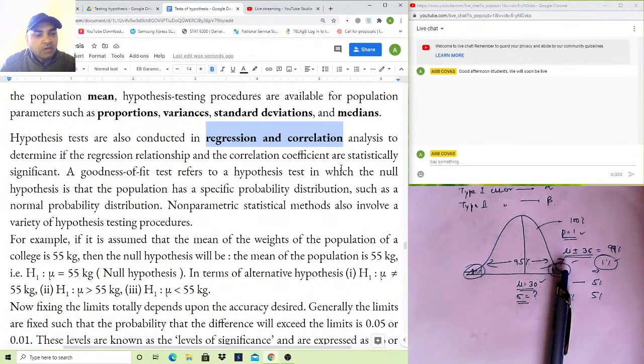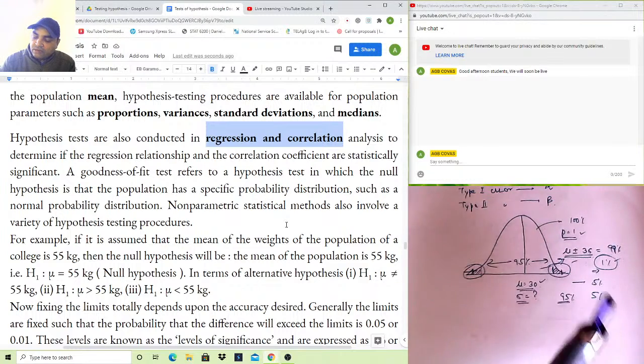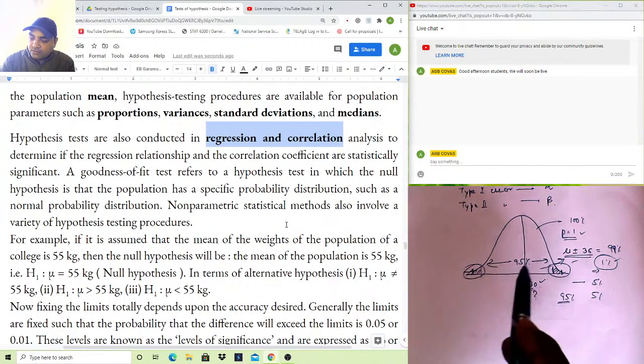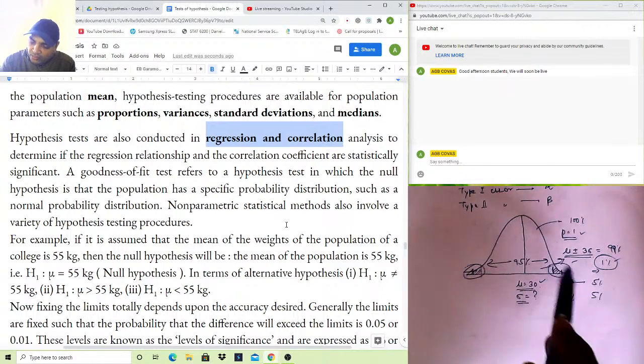So a goodness of fit test refers to a hypothesis test in which the null hypothesis is that population has a specific probability distribution, such as a normal probability distribution. Okay? And non-parametric statistical method also involves a variety of hypothesis testing procedures. So generally here what we do is that we assume in doing this test that this population follows a normal distribution, because our this alpha and all these things depends on this normal distribution.